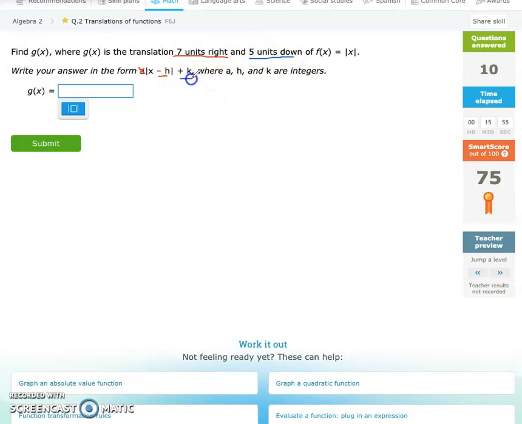So in this situation, I'm going to fill in 2 separate things, all right? So I'm going to fill in my absolute value portion with x minus 7 because it's going 7 units to the right, so we're going to have to do the opposite, negative 7. And then on the outside, my plus k, I'm going to go minus 5 because I'm going down 5. So now I'm both translating to the right and down, so now I have to change 2 parts of the equation. This is what it would look like. We'll check our answer, and then I'm going to sign off.